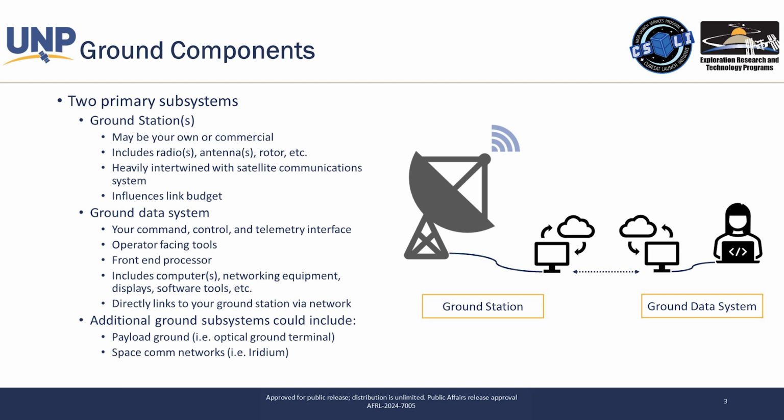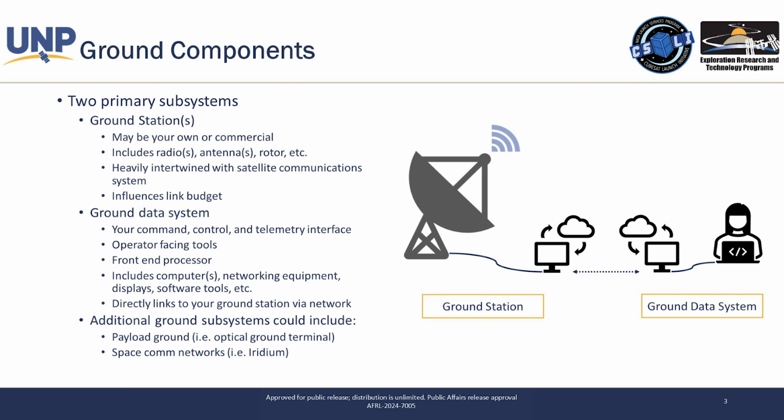These are your ground stations, which can also be called the ground network. This is the actual physical antenna and hardware that you're using to talk to your satellite. Obviously, we need some way to bridge that gap between ground and space, and this is how we do it. It can be your own or commercial. It includes everything from the radio, the antennas, the rotor, all that physical infrastructure on the ground, anything that you need to talk to your satellite.